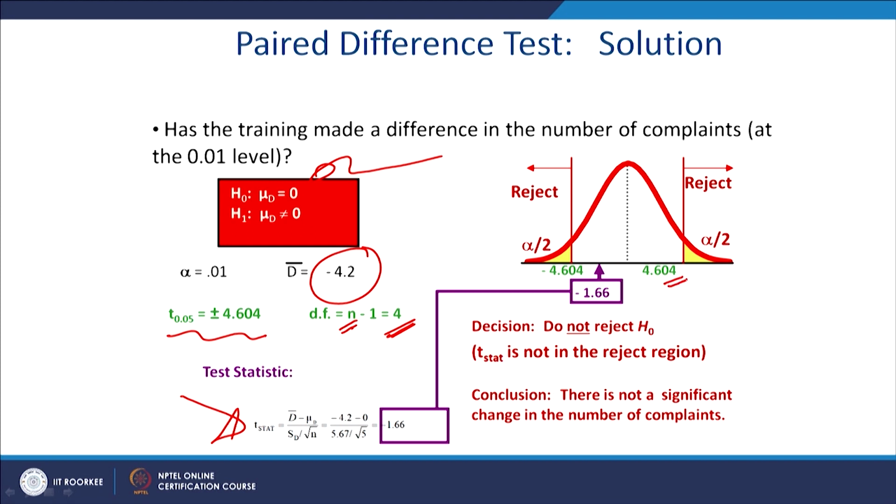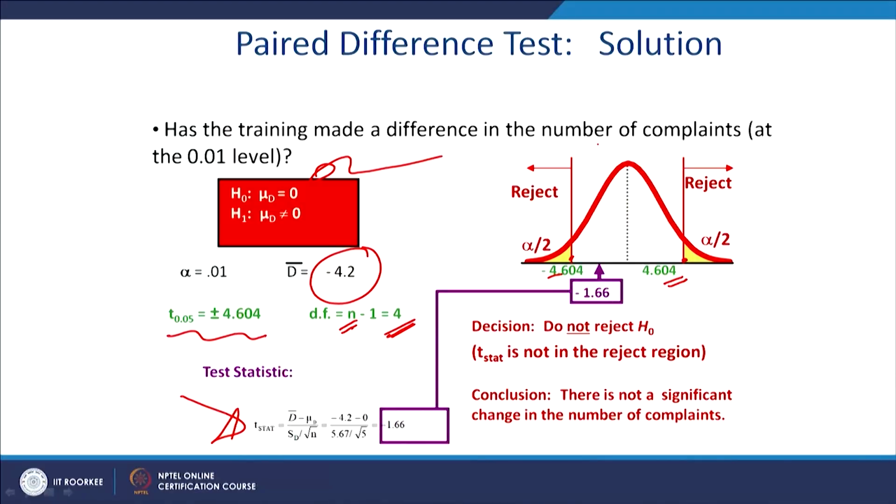So, this plus 4.60 and minus 4.60 are your critical values, and the calculated t value is in this region. This region is the non-rejection region. We do not reject the null hypothesis. It means what? There is no significant difference in the mean number of complaints before the training program and after the training program. In other words, the training program has not produced any result. So, it was just, you can say, a futile exercise. It did not reduce the number of complaints, right.